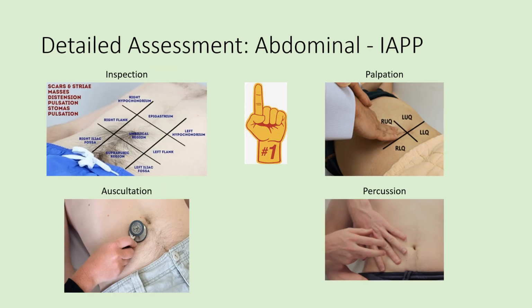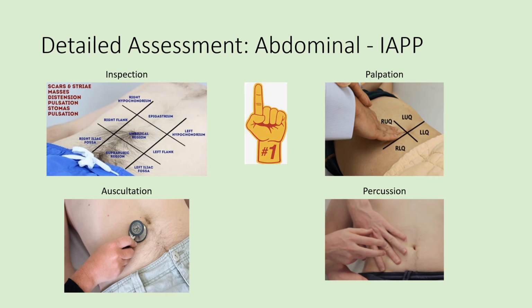After the primary assessment and the minimum assessment on everyone, we're going to do a detailed assessment of the abdomen. Number one patient. They're your number one patient this time, so have them take their number one finger and point to where it hurts. And then we're going to do an IAPP. We're going to inspect for that DCAP-BTLS, also masses, distensions, pulsations, and stomas. And then we're going to auscultate.